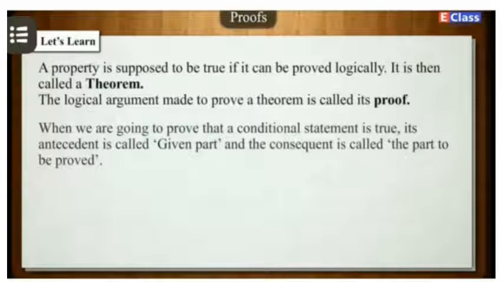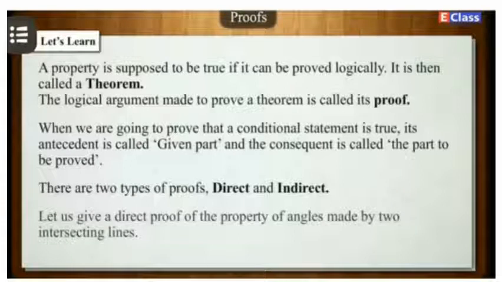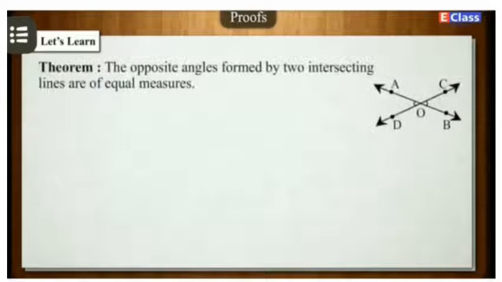There are 2 types of proofs, direct and indirect. Let us give a direct proof of the property of angles made by 2 intersecting lines. Theorem: The opposite angles formed by 2 intersecting lines are of equal measures.